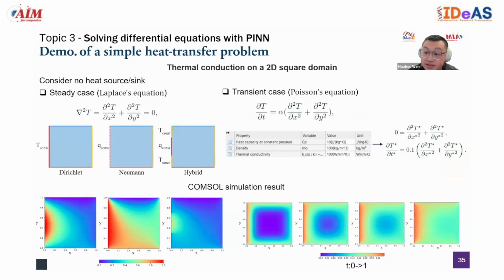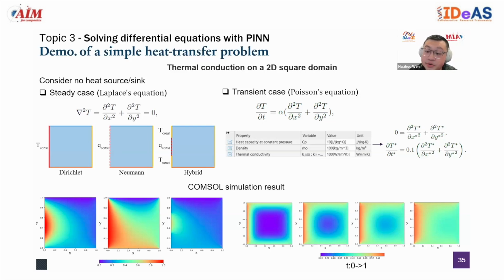Here we use a very simple case of heat transfer to demonstrate how we use PINN in solving PDEs. If we consider a 2D square domain without any heat source or sink, the governing equation would be in the form of a simple Laplace equation, representing the steady case, and a Poisson equation representing transient cases. We consider the material inside the domain has constant thermal properties, and the value of the properties is self-defined. So the PDE would look in a very simple form.